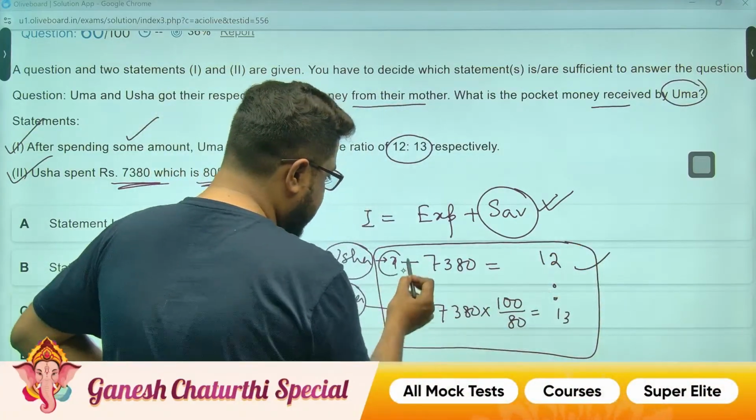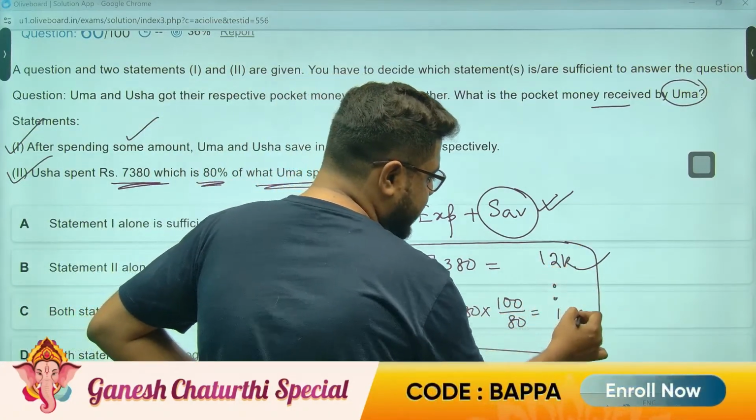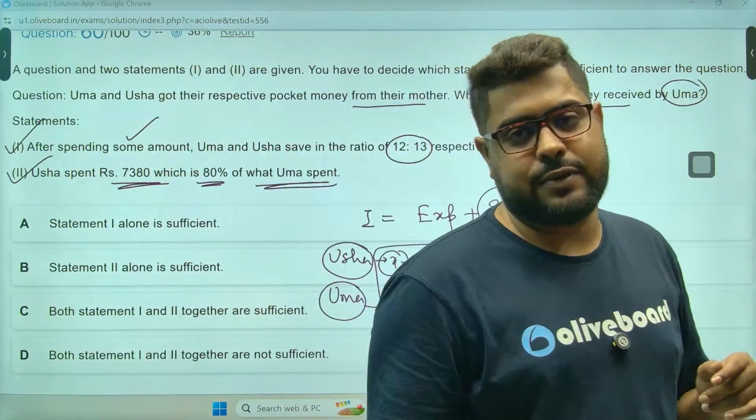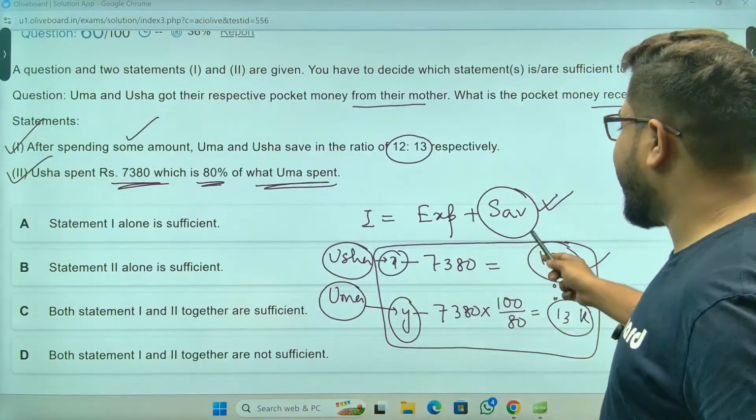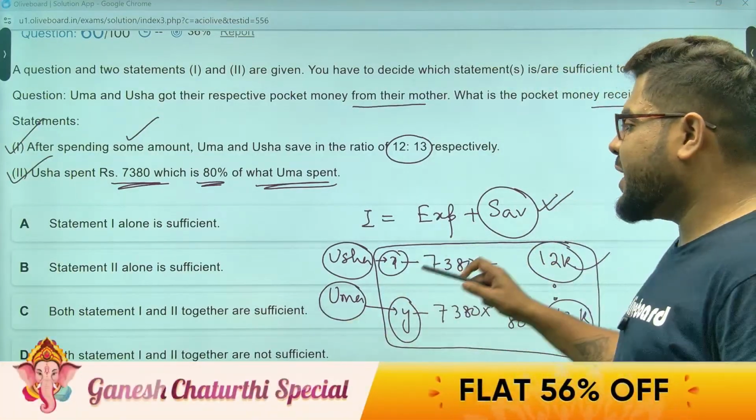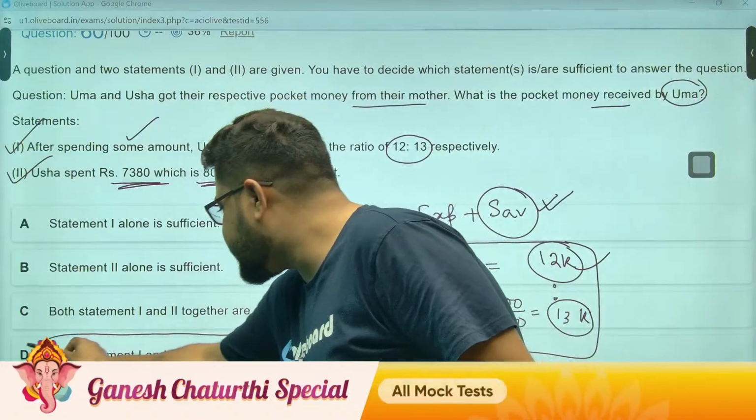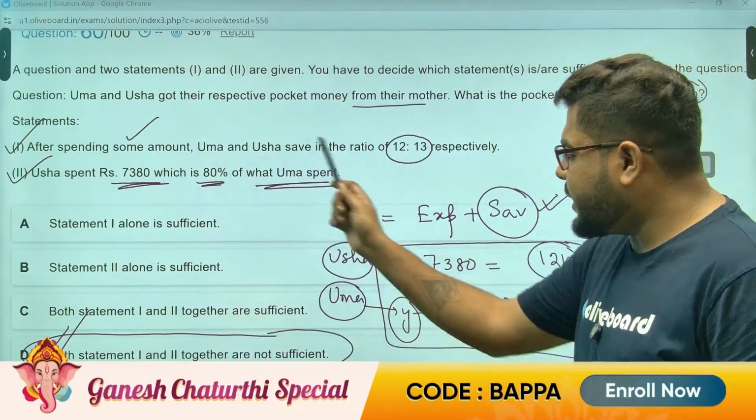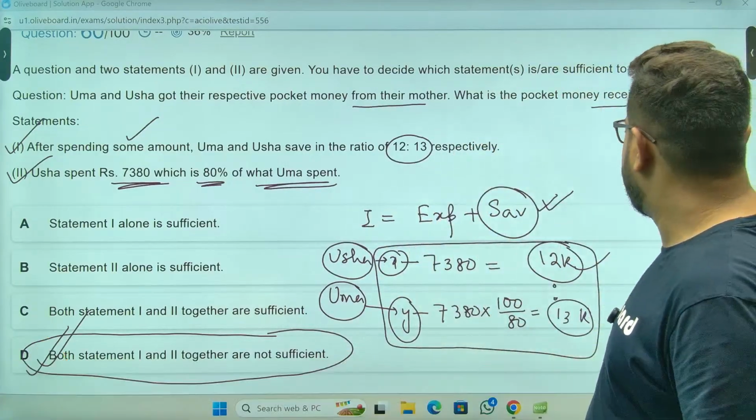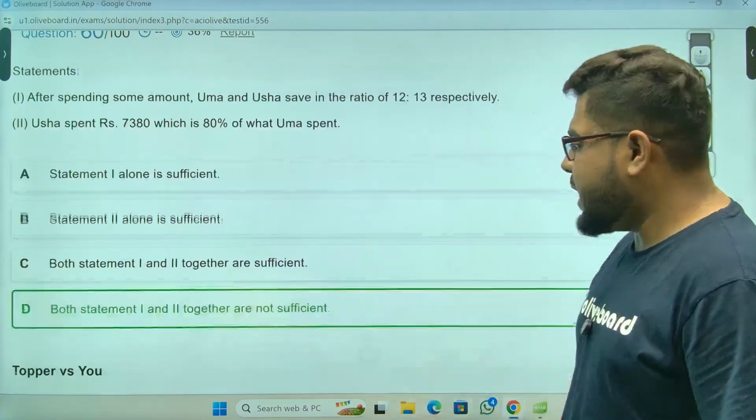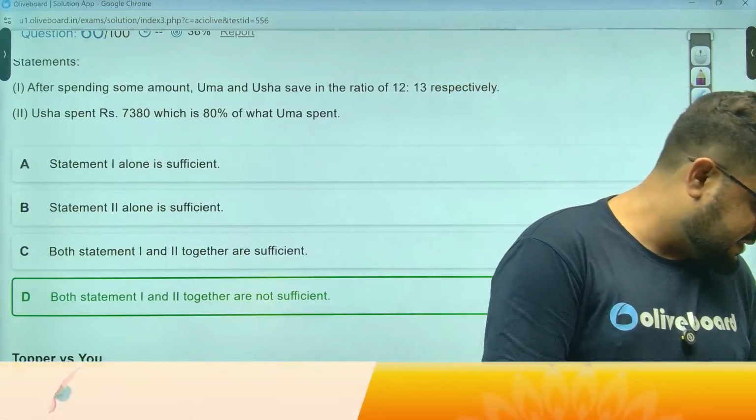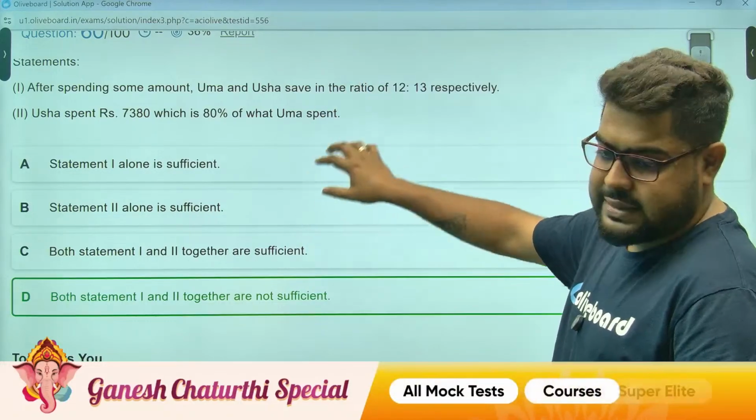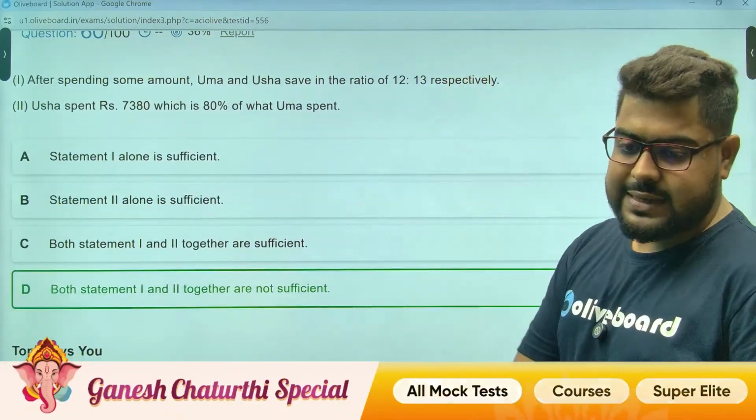But again, you see, how can I calculate? Because there are 1, 2, and if I take another variable, that is 3. So 3 variables, 2 equations. Nobody in the world can calculate and get the values. So my answer will be both statements together are also not sufficient. Even after taking all these together, we cannot solve. So option D is the correct answer for our last question, sir.